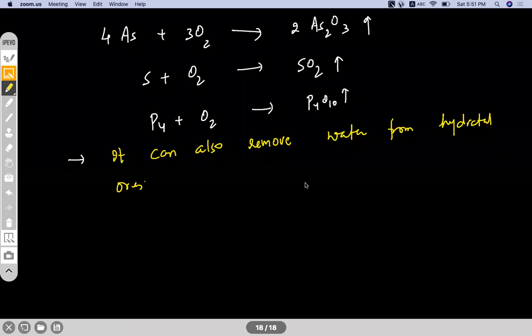Yes, sir. Okay. Sir, why do only more reactive metals like calcium, aluminium and all form the carbonates and all, not zinc, copper?